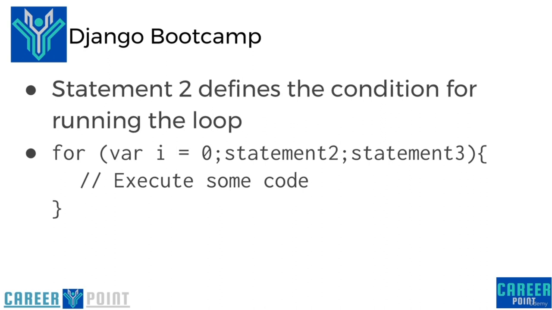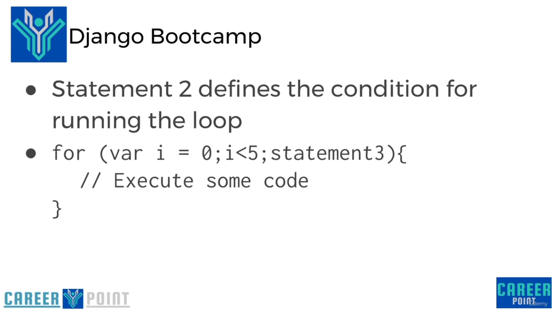Then we have statement 2, which is there in the middle. And statement 2 defines the condition for running the loop. And in this case, we can almost think of this for loop as just another syntax way of writing a while loop. So what's an example of that? Well, statement 2 could be something like this, while I is less than 5. So here we can see we're almost just rewriting a while loop inside of this for statement. We're starting off with the variable I is equal to 0, and we're saying keep running this loop while I is less than 5.